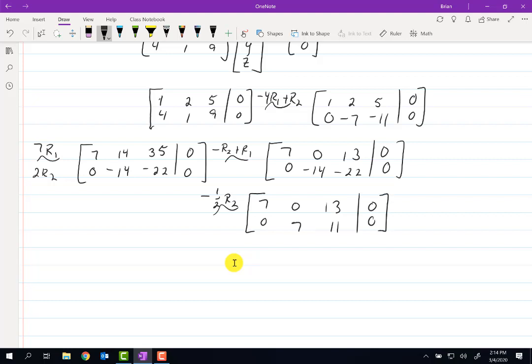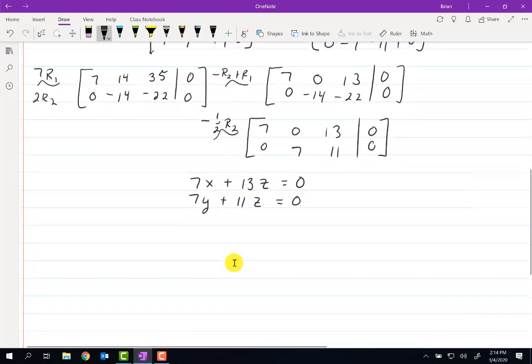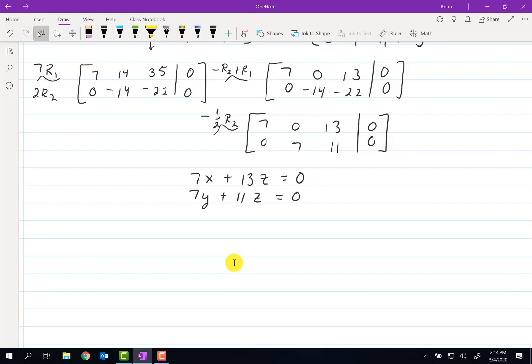So recall that this sets up a couple of equations: 7x plus 13z is equal to 0, and 7y plus 11z equals 0. Since z is involved in both of these equations, I can solve x and y in terms of z.